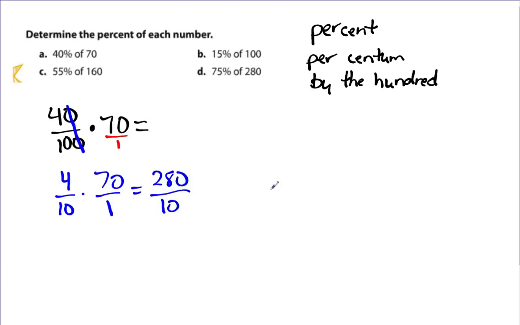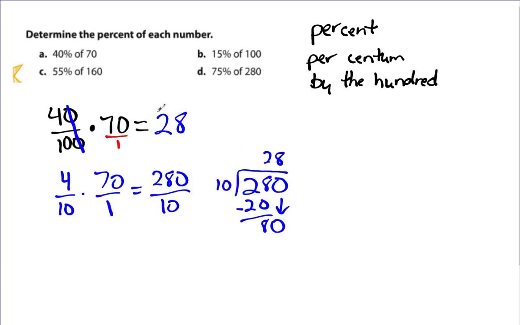Anytime you divide by 10, all that happens is we move our decimal one place to the left. And if you don't believe me, we can do this one time. I'm only going to do this once. This takes a lot of effort. So 10 goes into 28 two times. 2 times 10 is 20. If we subtract, 28 minus 20 is 8. 10 goes into 80 8 times. There it is. 280 divided by 10 is 28. Or 40% of 70 is 28.